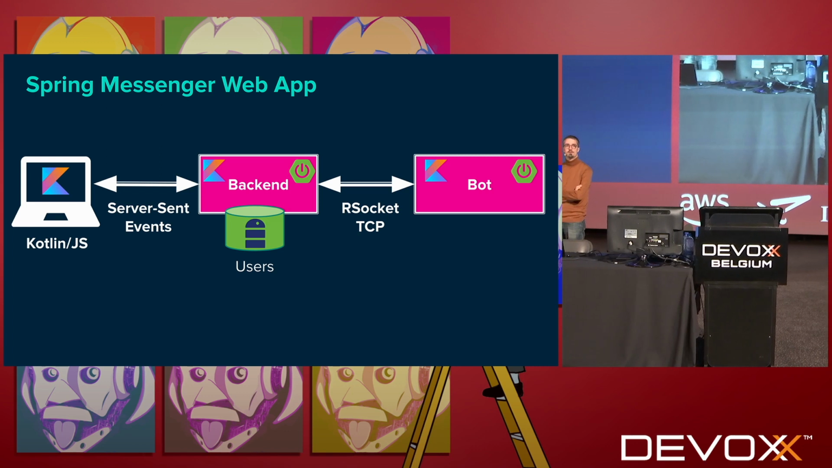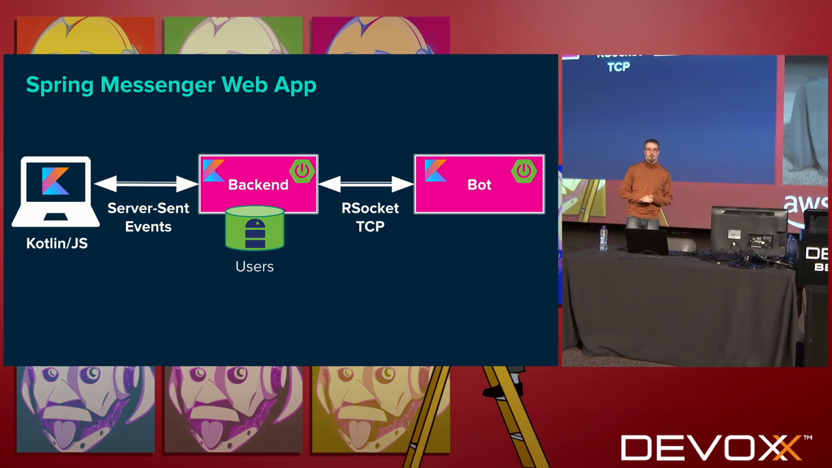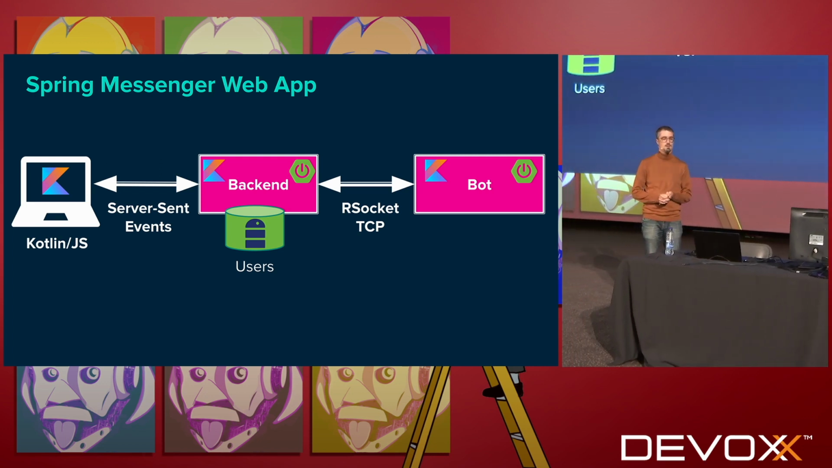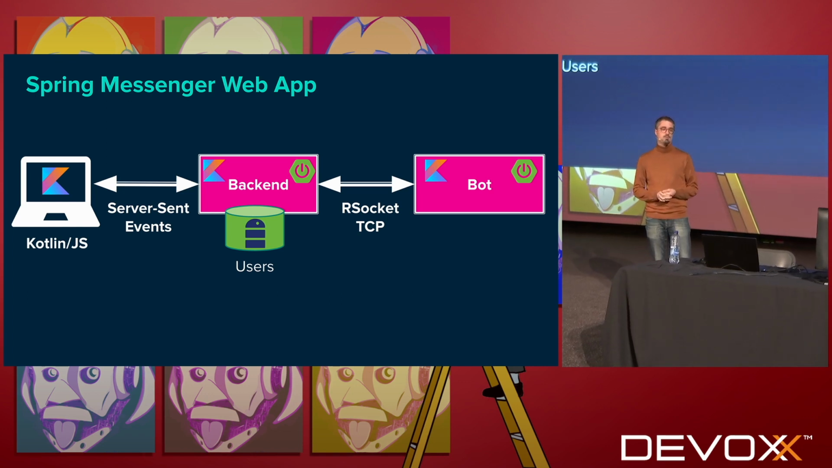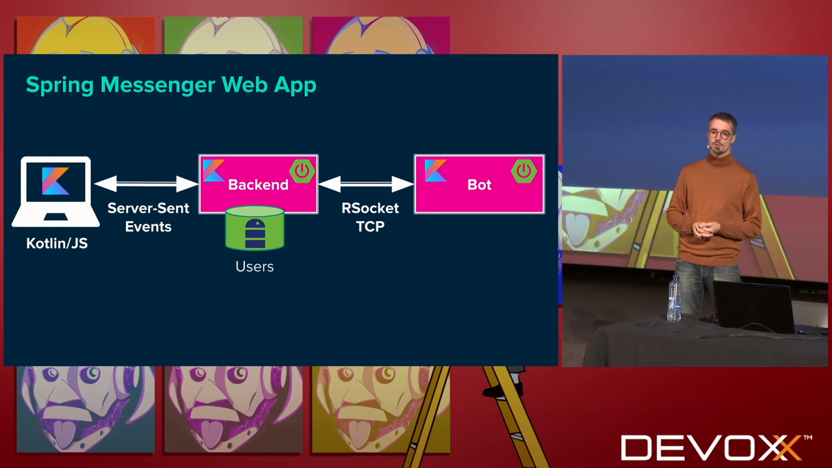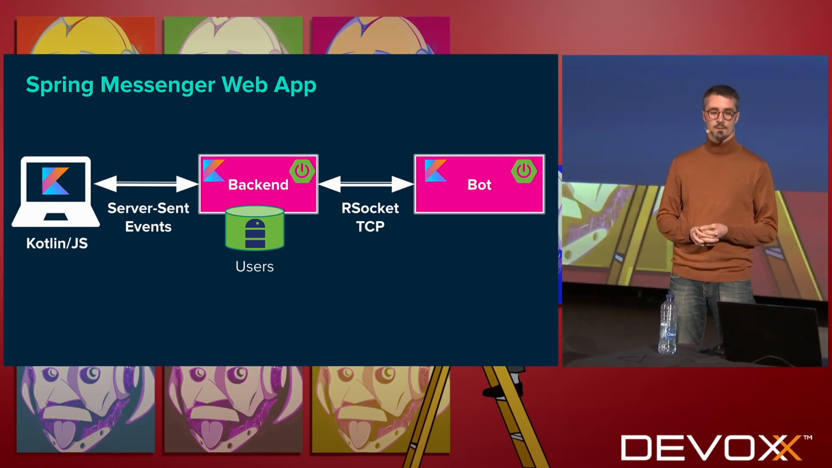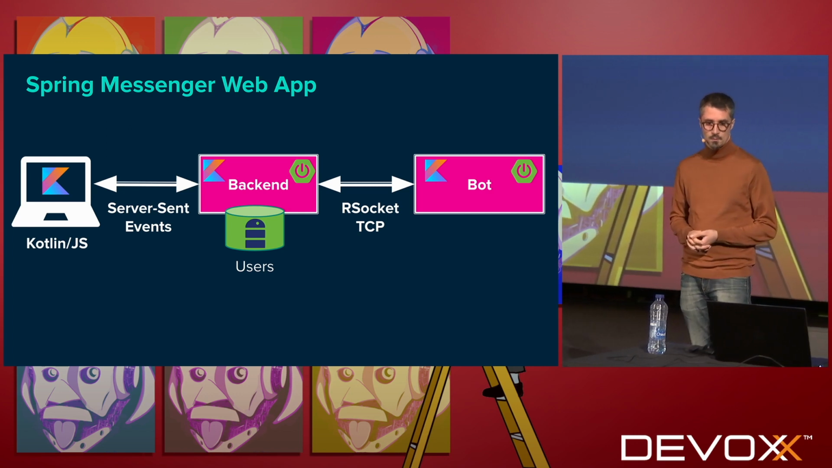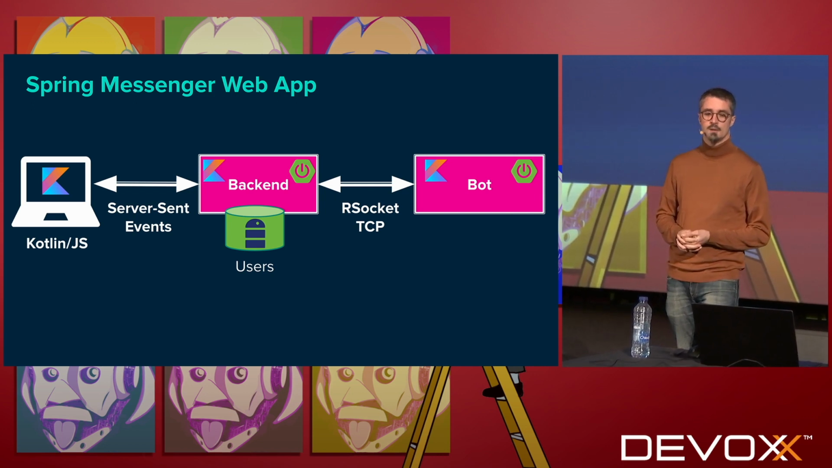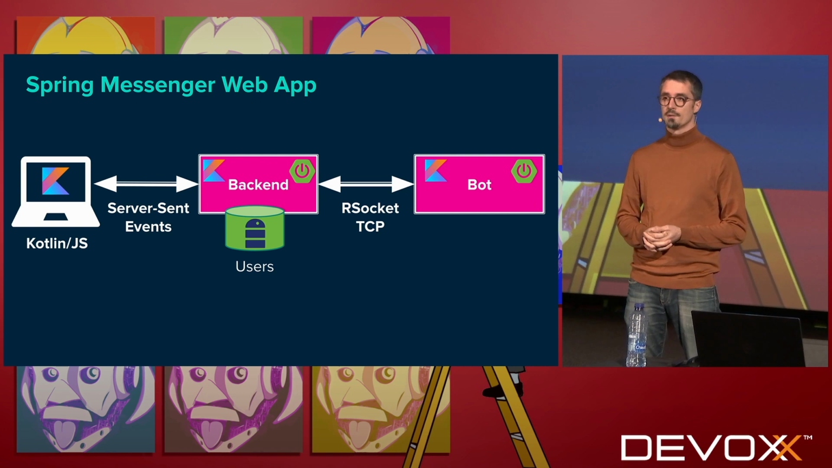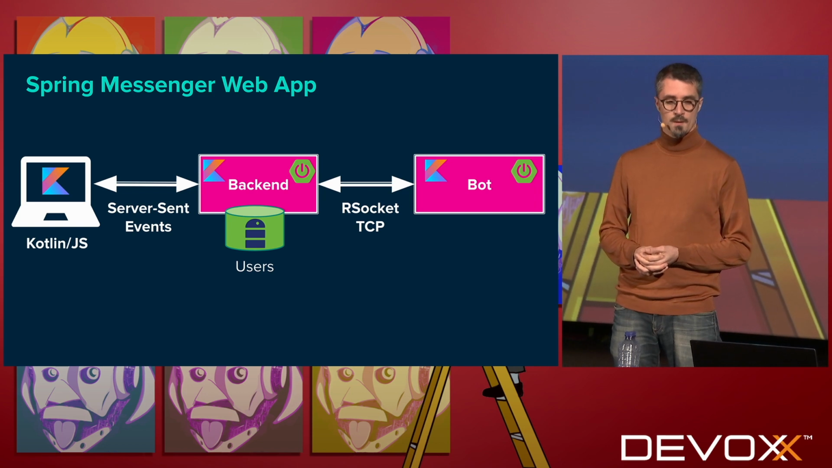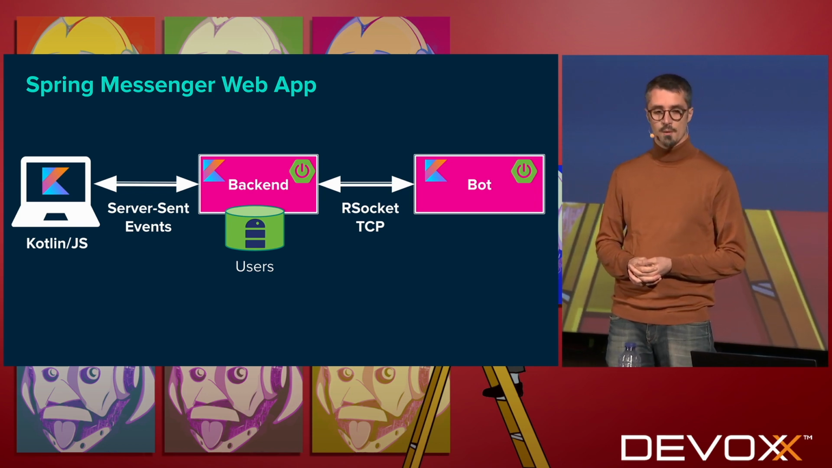Okay, we are going to start the second part of the presentation. So, like I said at the beginning, we are going to develop a Spring Messenger web app, which will be composed by a backend developed in Kotlin with Spring Boot 2.2. It will use a database with R2DBC, so with this kind of Reactive SQL API. It will discuss with the bot, which basically will just send some messages via RSocket using TCP transport.